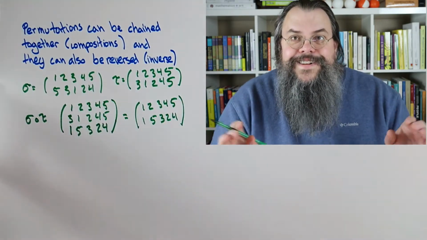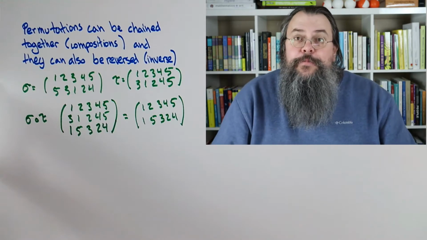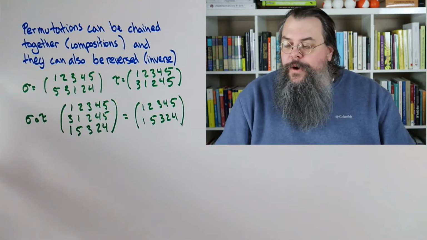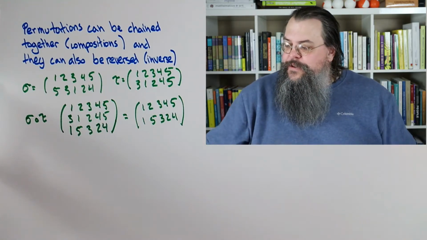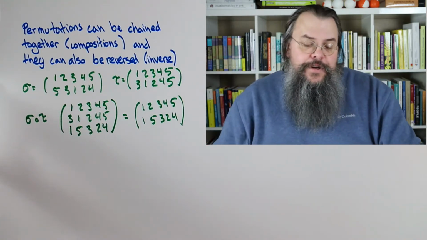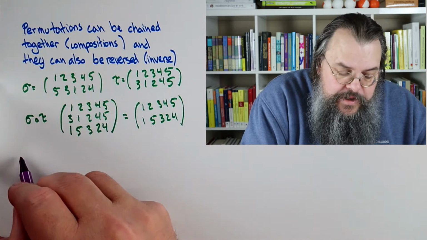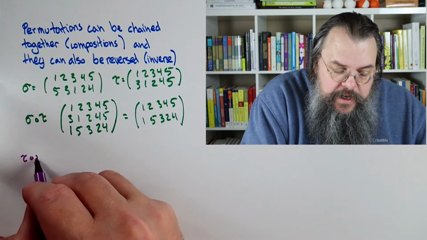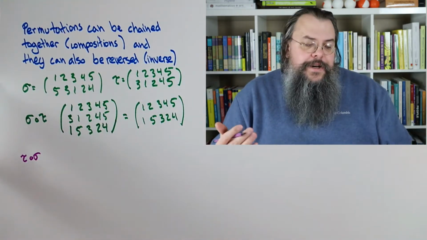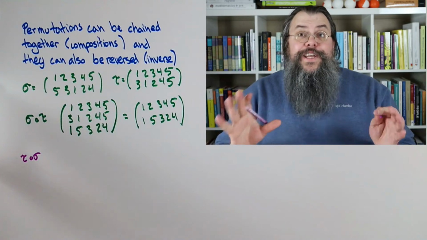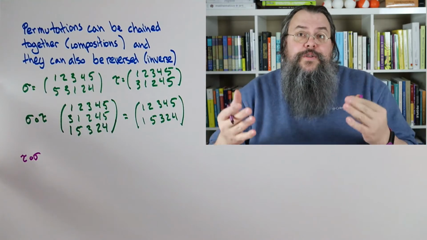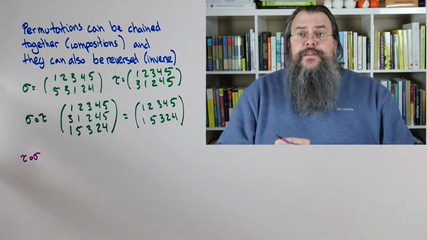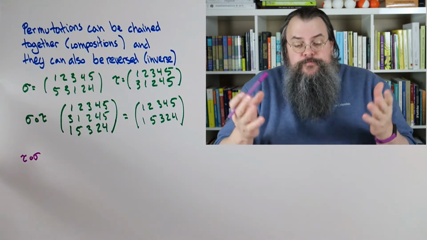Done, right? Okay, great. Now, what would happen if we did something slightly different? Instead of doing sigma tau, we did tau and sigma. And now you're wondering, does it matter? That's a great question. Sometimes it doesn't matter the order you do things, and sometimes it does. Let's see what happens here. I don't know.